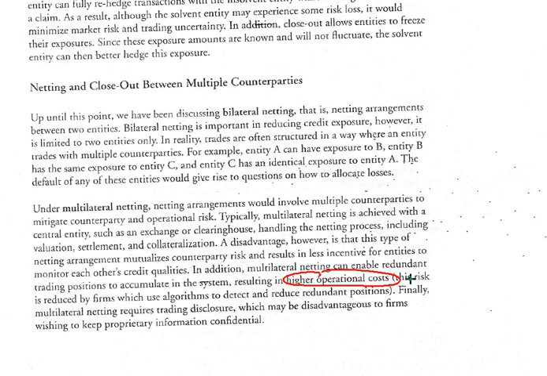So what they are saying is this risk is reduced by firms which use algorithms to detect and reduce the redundant positions. Also, they are saying that multilateral netting requires trading disclosures, which may be disadvantageous to some firms which would want to keep this information confidential.